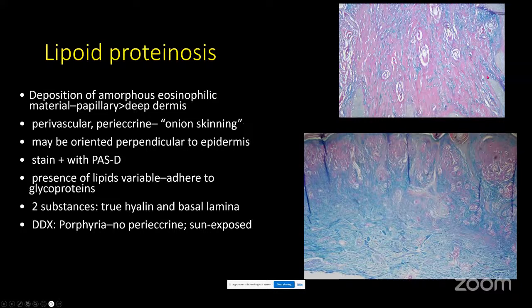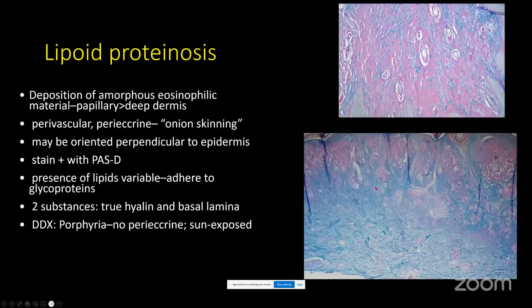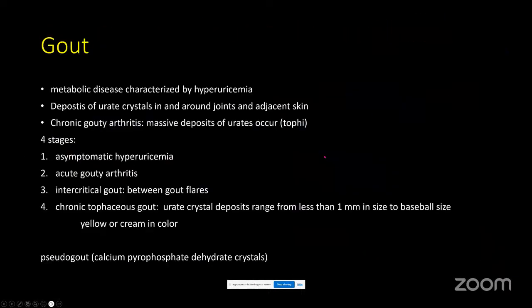So here, this is PAS to sort of highlight it. You get this amorphous eosinophilic material in usually the epidermis here. You get sort of onion skinning around the vessels. And you can see here and around the deep eccrine coils, this onion skinning type of PAS positive sclerosis. And this is what helps differentiate this from porphyria, because porphyria can also have PAS positive material around the vessels and in the dermal papillae, but the deep involvement will help you differentiate it from lipoid proteinosis.